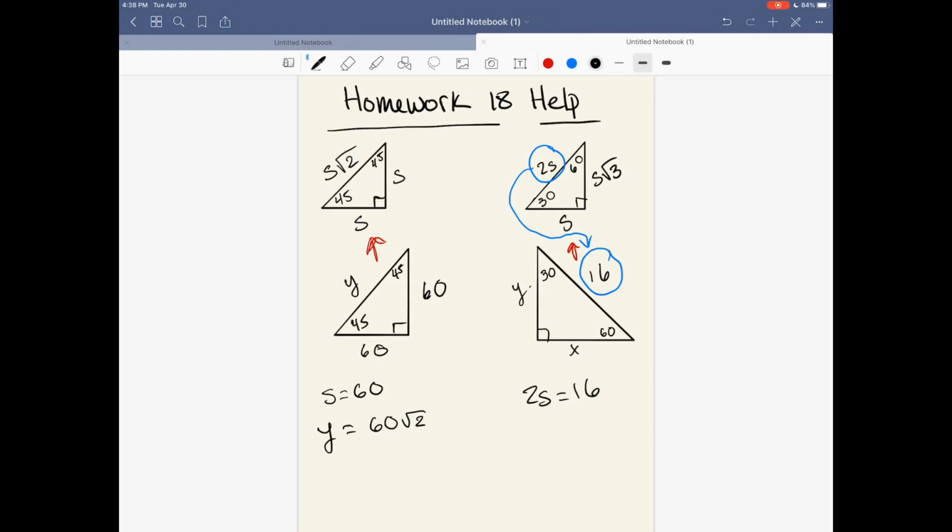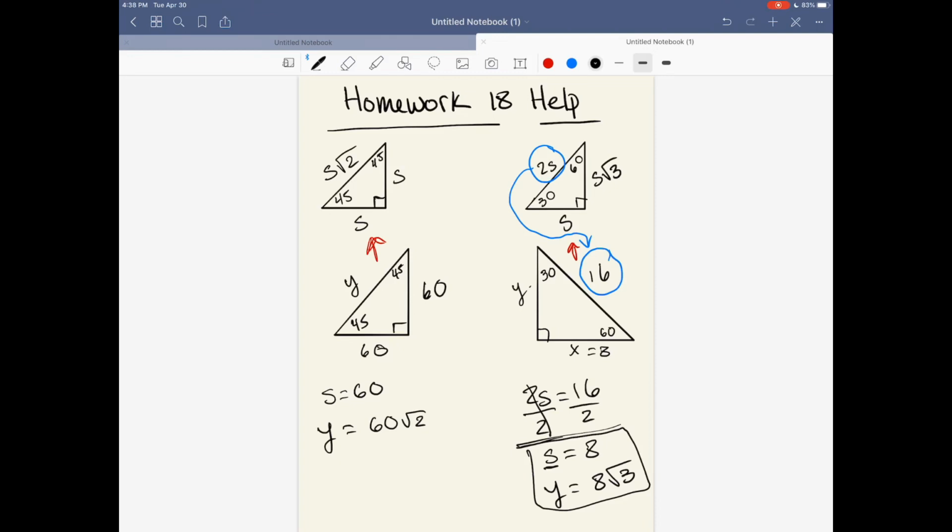That's what we're missing. Alright, so what we're going to do here is isolate s. How do we do that? We divide by 2 because the 2 is bothering it. Alright, the 2's cancel. S equals 16 divided by 2, which is 8. Okay, so x is equal to 8 because s is equal to 8. Alright, and if s is equal to 8, then y is equal to 8 square root of 3. And those are your answers right there for number 8.